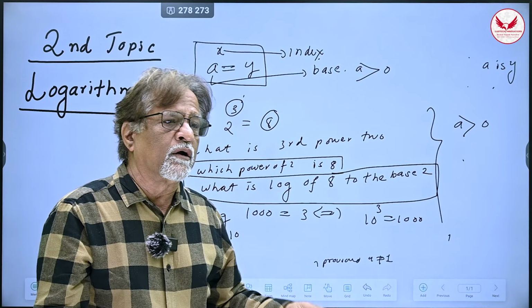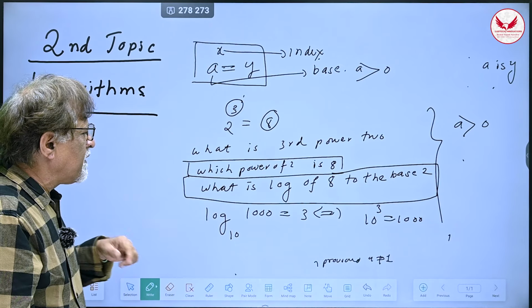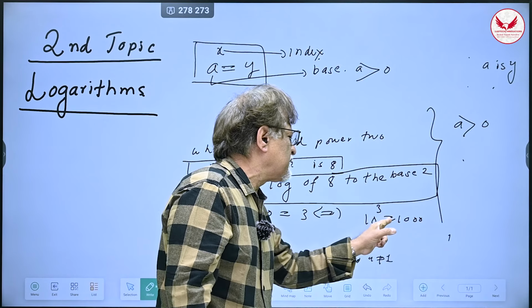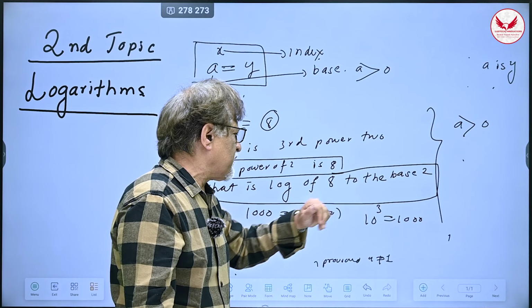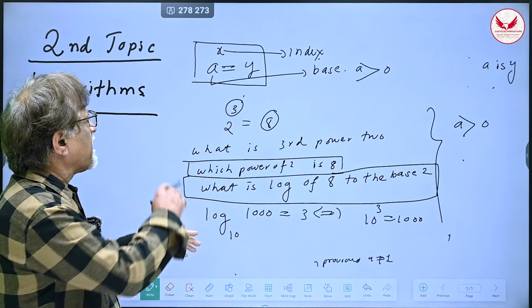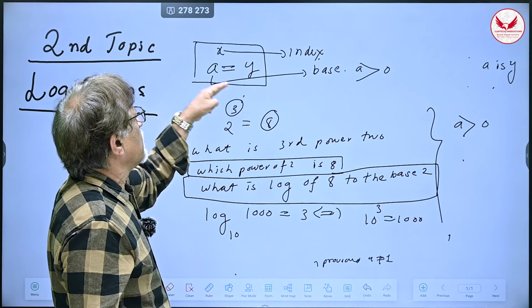But changing notation is not the only thing. We are interested in a different thing here. Here 3 is an answer. Here 1000 is an answer. The question is what is 10 raised to 3? And here the question is which power of 10 is 1000. So we are reverting. In other words, a raised to x is equal to y.